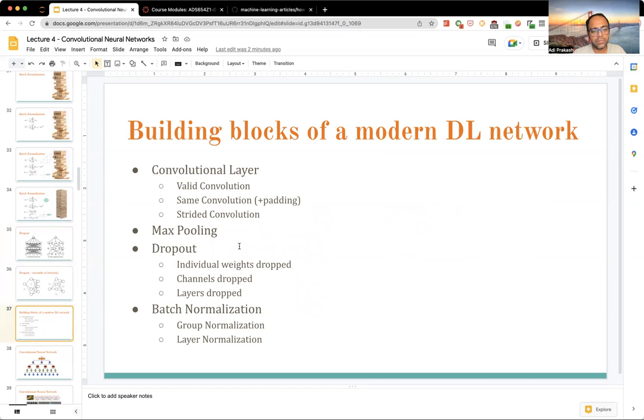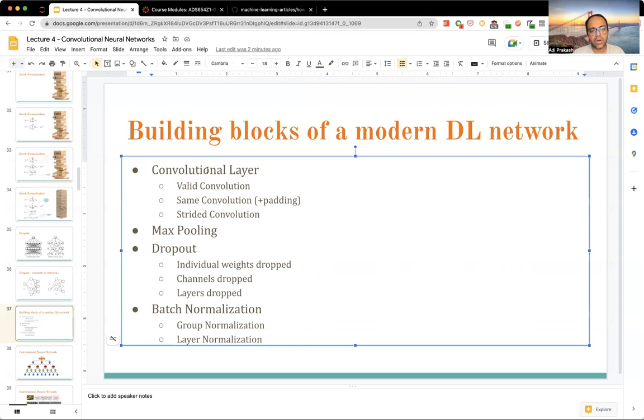So now, let's put together everything we have learned individually, and we'll see how these things are used to construct what we call modern deep networks. So we studied a convolution layer. We know the difference between valid convolution and same convolution. And also we know that sometimes convolution can have a stride of more than one. And then we know there is max pooling.